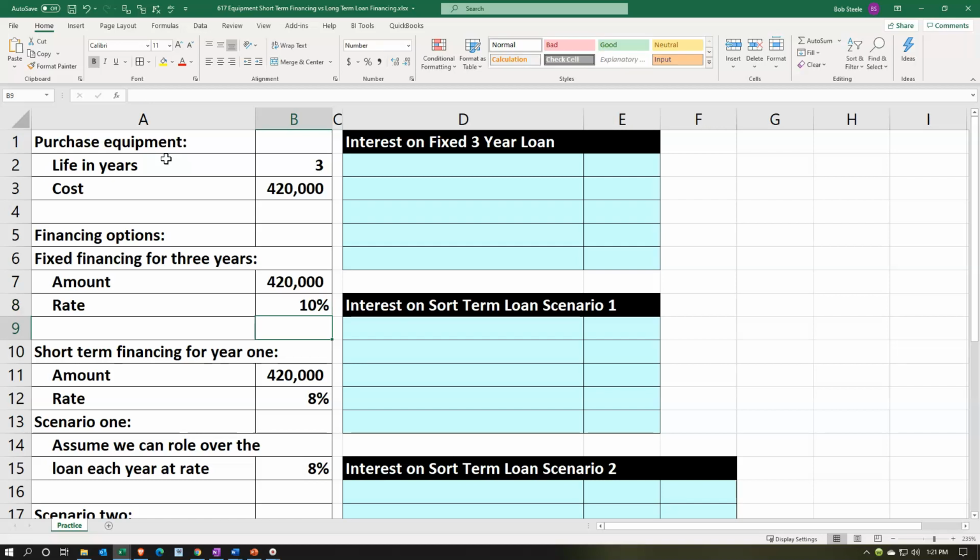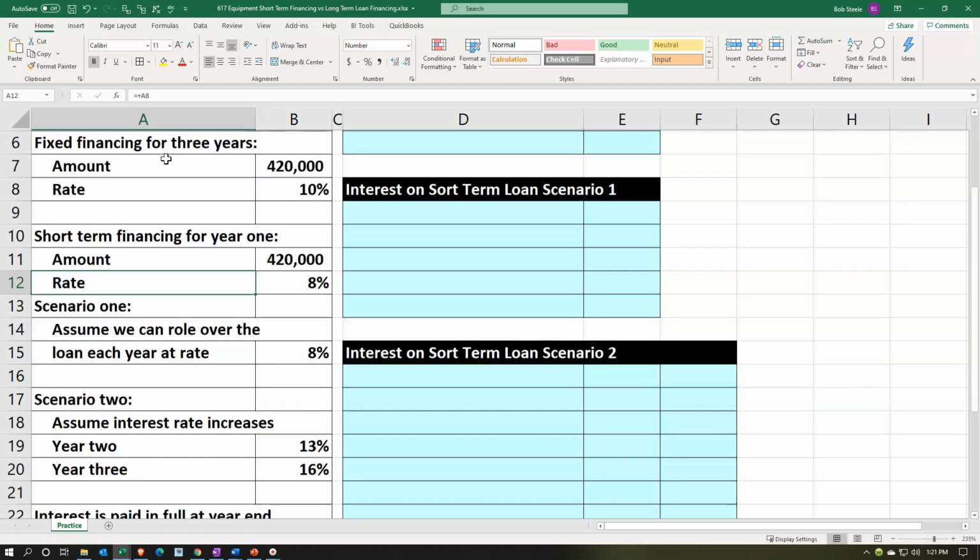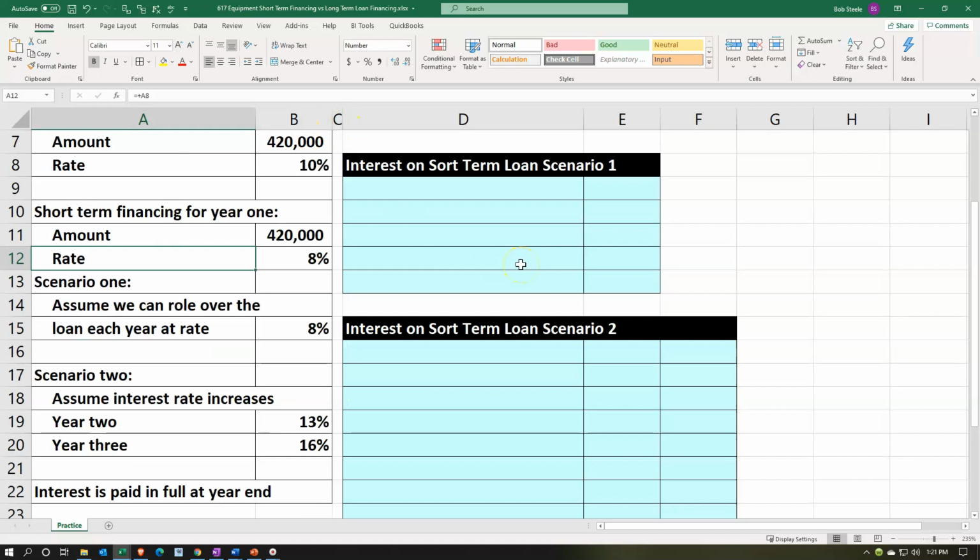Or we can have some type of short-term financing option where they say, hey, look, the interest rate for the first year is only going to be 8%, but we don't really know possibly what the interest rate for the next years will be. We can predict and make some projections out there and think about best case and worst case type of scenarios, right? So we could say, all right, well, assume in year one, if we can roll over that 8% for the 3 years, that would be great. You know, that would be less than the 10%. So that would be better for sure.